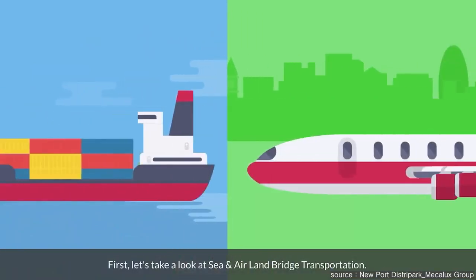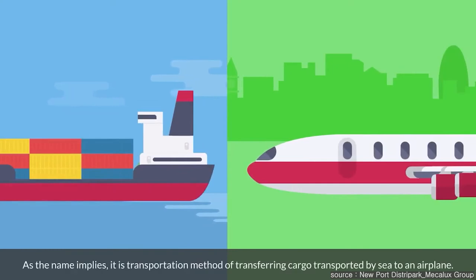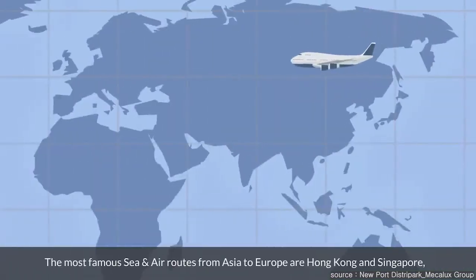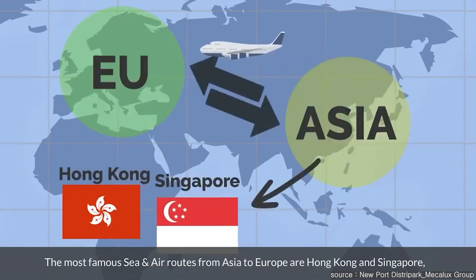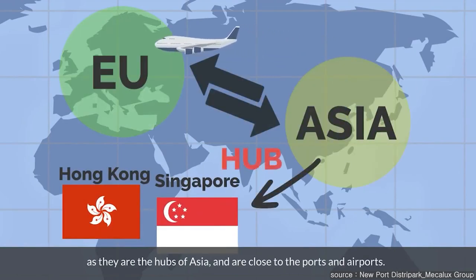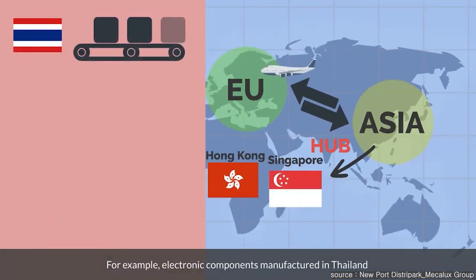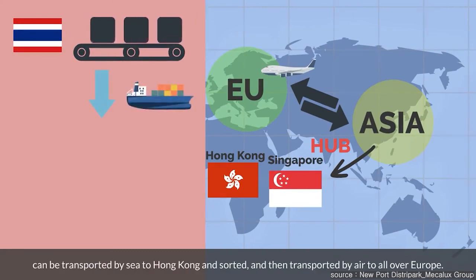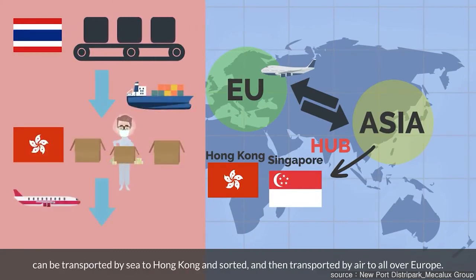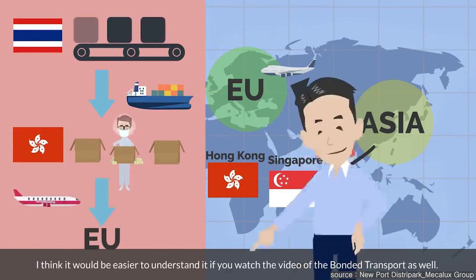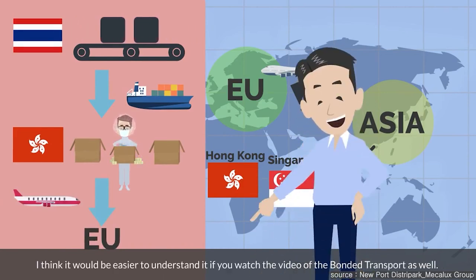Sea-air land bridge transportation, as the name implies, is a transportation method of transferring cargo transported by sea to an airplane. The most famous sea and air routes from Asia to Europe are Hong Kong and Singapore, as they are the hubs of Asia, and are close to the ports and airports. For example, electronic components manufactured in Thailand can be transported by sea to Hong Kong and sorted, and then transported by air to all over Europe. I think it would be easier to understand if you watch the video on bonded transport as well.